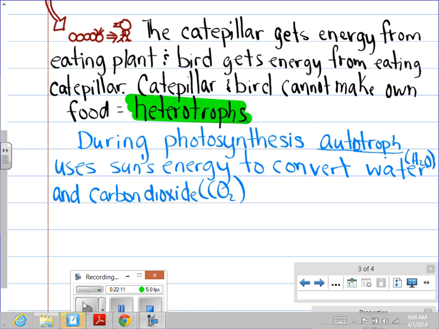What are they converting it to? What do they release? What do plants release? So they convert what they bring in, they release it because that's their waste. So they convert it into oxygen, which is O2.